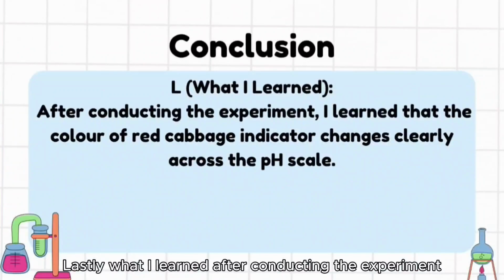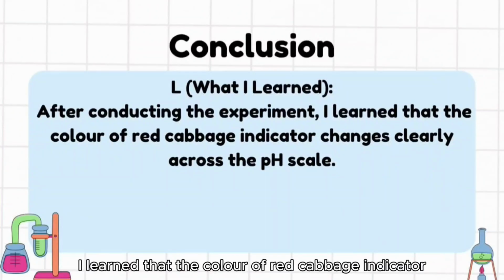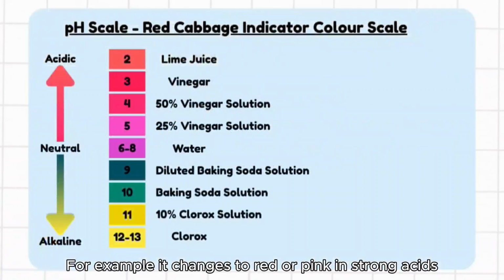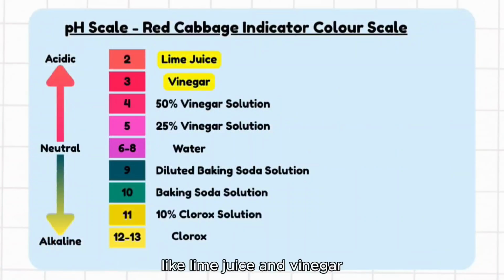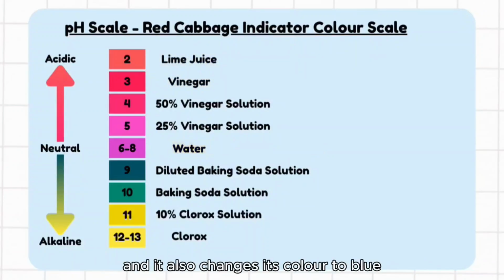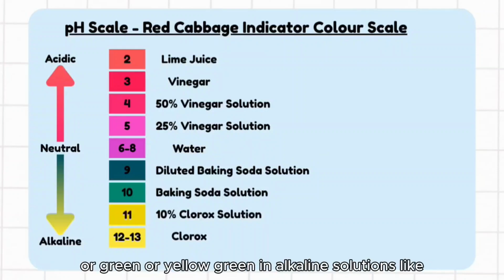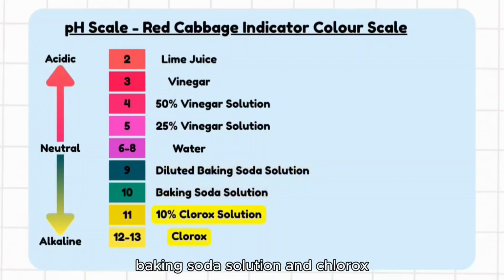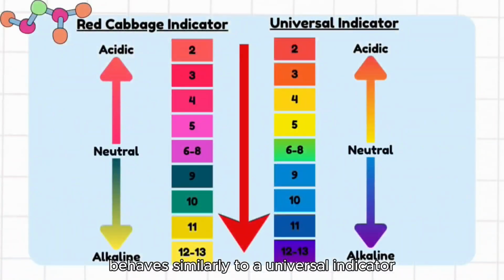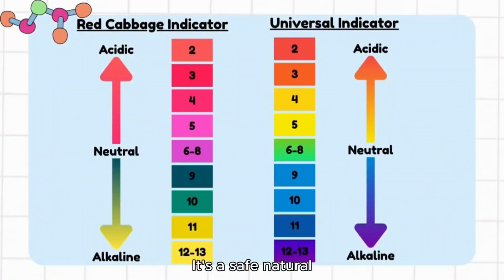Lastly, what I learned after conducting the experiment: I learned that the color of red cabbage indicator changes clearly across the pH scale. For example, it changes to red or pink in strong acids like lime juice and vinegar. It also remains purple in neutral solutions like water, and it changes its color to blue or green or yellow-green in alkaline solutions like baking soda solution and Clorox. I also learned that the red cabbage indicator behaves similarly to a universal indicator, but with less precise shades. It's a safe, natural, and environmentally friendly alternative for demonstrating pH changes.